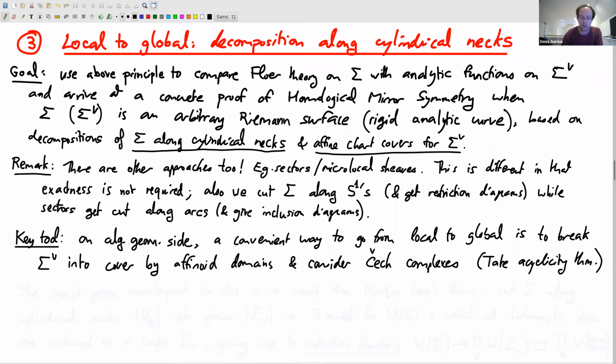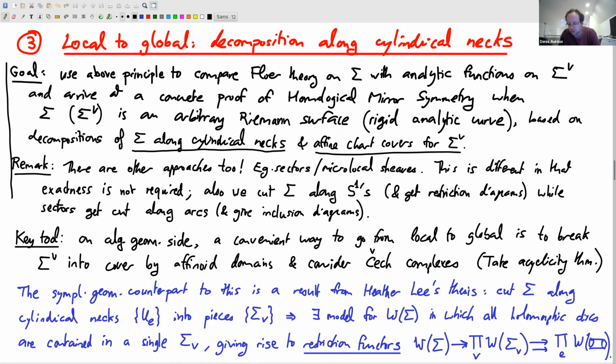anyway, the drawback of this approach is that right now it only works in dimension 1, but that is being worked on. Okay, so the key tool is basically to imitate Čech complexes and how you calculate global sections or cohomology of a sheaf by working on affine charts and asking about overlaps and compatibility conditions at those. So the symplectic counterpart of that is a result from the Berkeley thesis of Heather Lee, from 2016, it's like 6 years ago, but it's still useful.